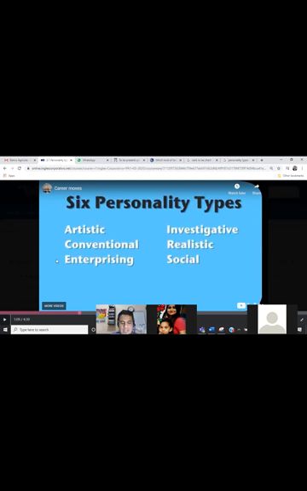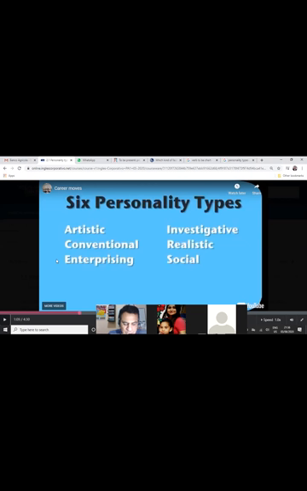For example, number one is the artistic personality. ¿Qué se acuerdan de eso? What do you remember from the video? They were creative and imaginative. Imaginative, yes. Creative people. Very good. What's a good job for them? Landscaping. Yes, landscaping, very good. ¿Alguien más? Somebody said graphic design. Graphic designing, okay, great.